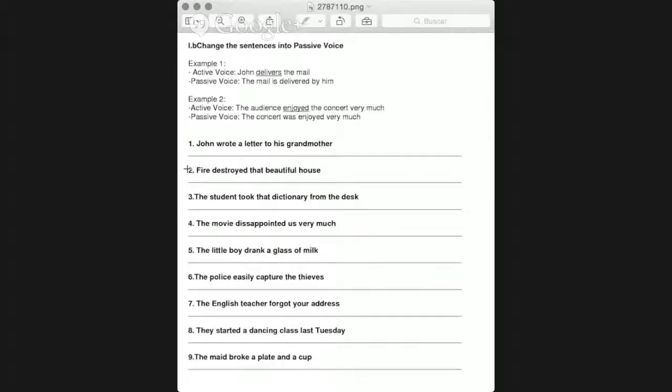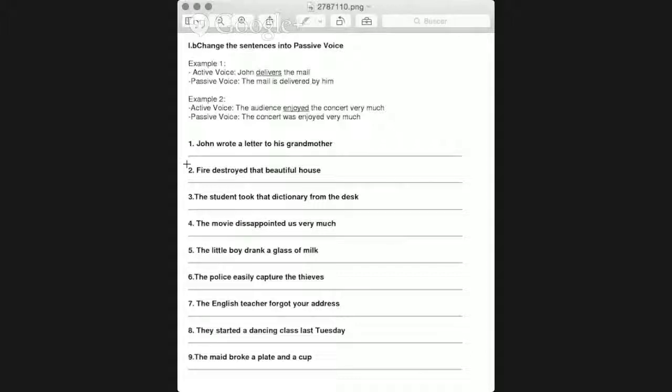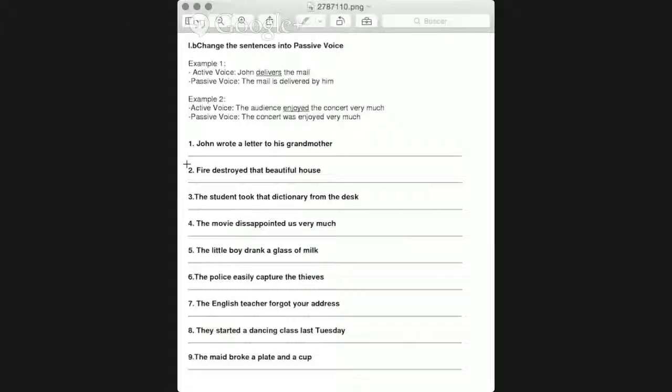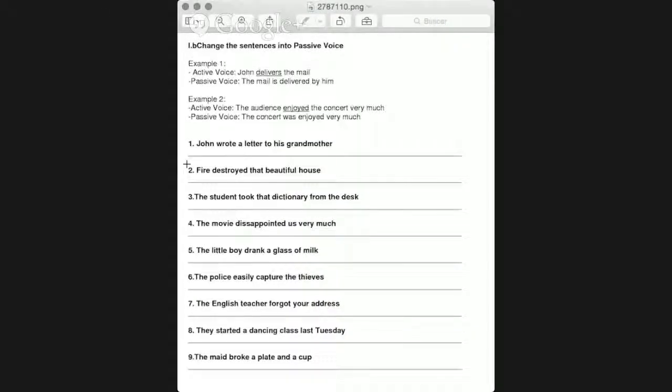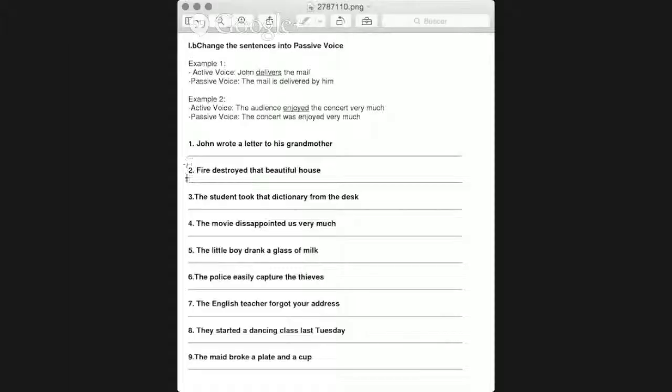Can you read number 2? Fire destroyed that beautiful house. So in this sentence, in the active voice, the subject is fire. So if we're going to make it in the passive voice, what's going to be the subject? The beautiful house. Yeah, the subject is going to be the beautiful house. The beautiful house was destroyed by a fire. Exactly. Perfect. Good job.